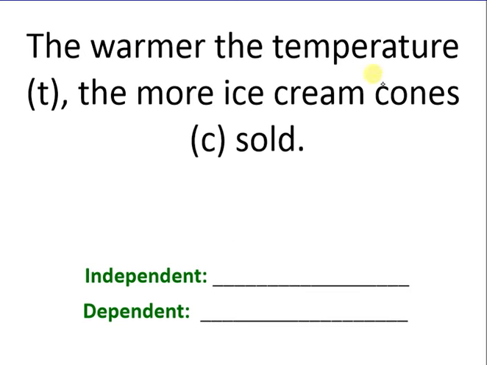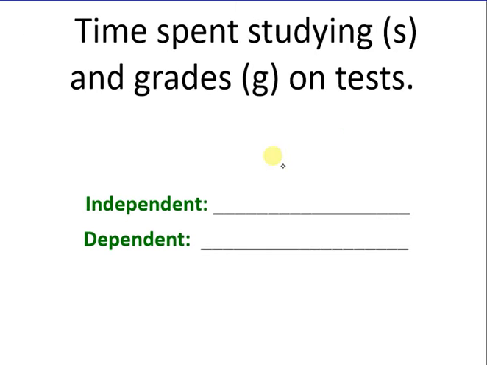Okay, the warmer the temperature, the more ice cream cones sold. So which one is dependent on the other? And again, I like to find the dependent first when it comes to this one because I find it easier, but if you want to find the independent first, that's fine too. Is the temperature dependent on the ice cream cones sold, or are the ice cream cones dependent on the temperature? So in this case, the ice cream cones are dependent on the temperature, because you're not going to sell a lot of ice cream cones in the winter.